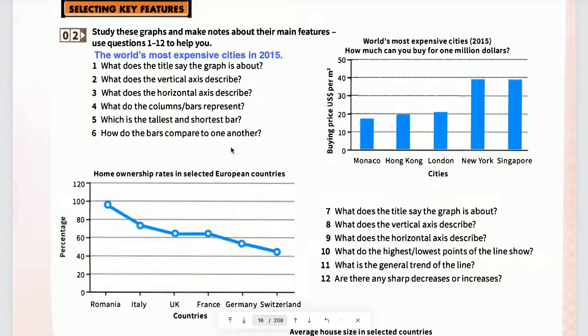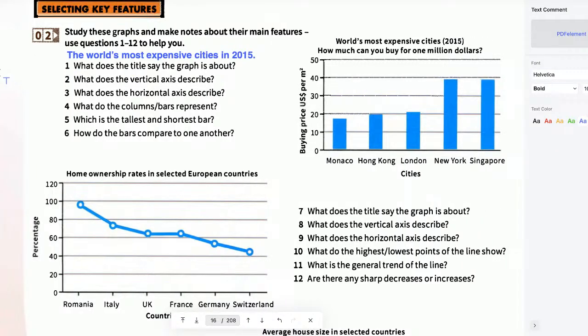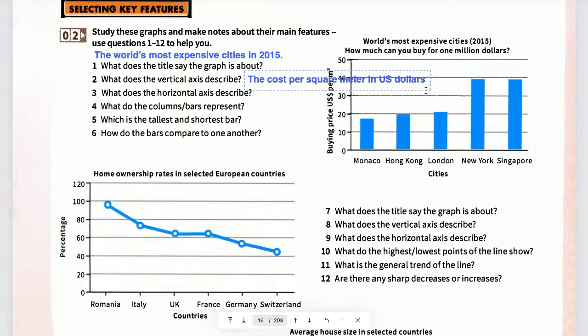So what does the vertical axis describe? In short, we can say the cost per square meter in US dollars. Okay? The cost per square meter in US dollars.